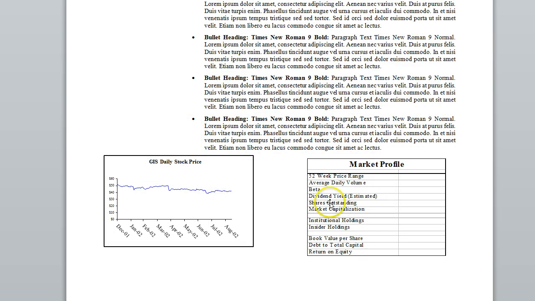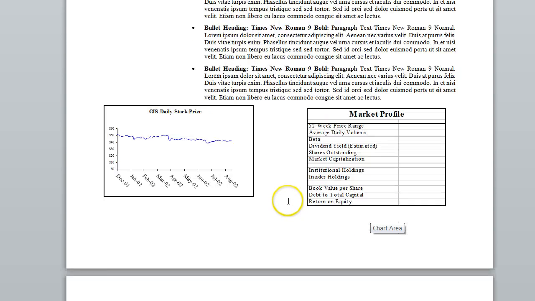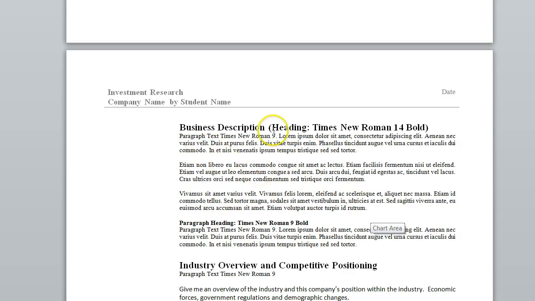Then you can give me a couple little charts here on the daily average stock price, and then maybe some basic information on the market profile of the company. All right. Then a basic business description.